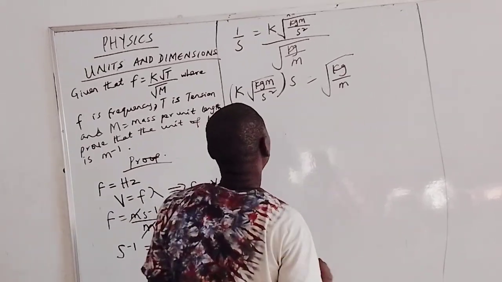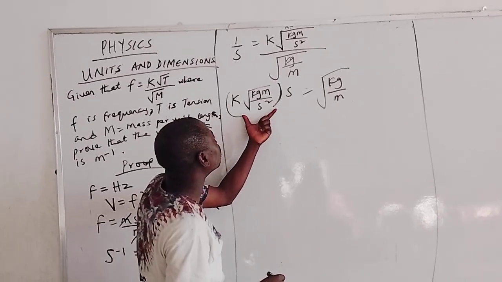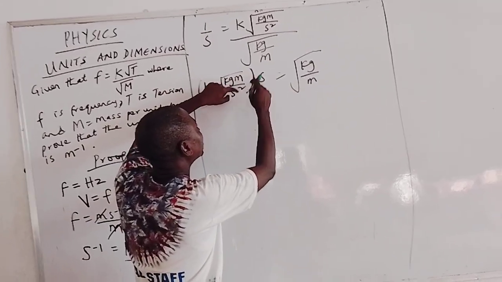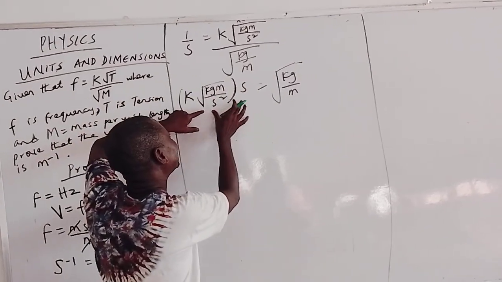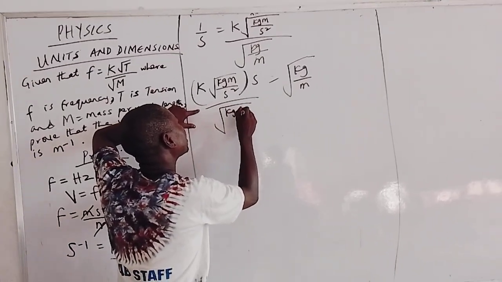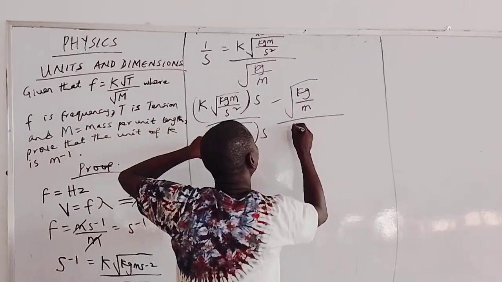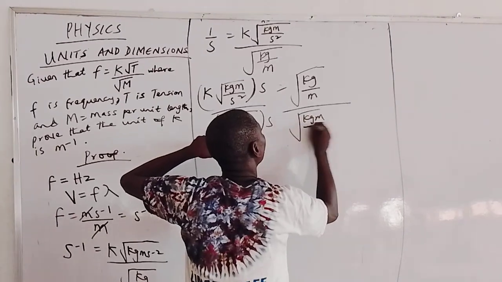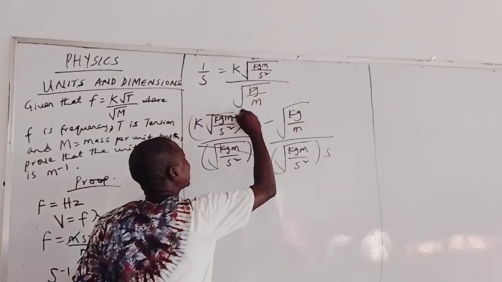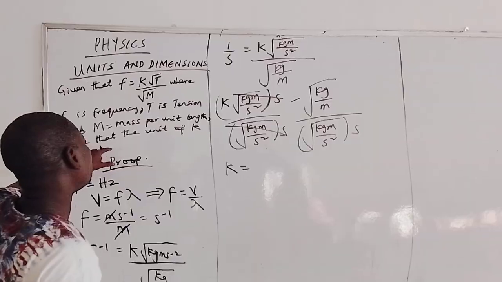So what is the next line of action? I'm going to make k the subject of the equation. The quotient of k is the square root of kilogram meter over second squared multiplied by second. So I'm going to divide both sides by this factor. When I do that, I have the square root of kilogram meter over second squared, then second, over the square root of kilogram meter over second squared, then multiply by second. Then this will definitely eliminate this, leaving behind k, because k is what they asked us to find, the unit of k.